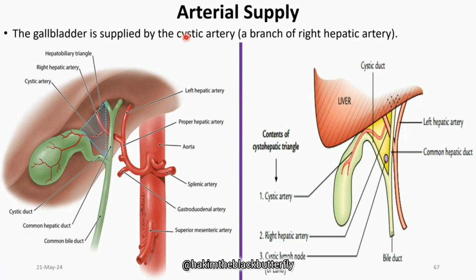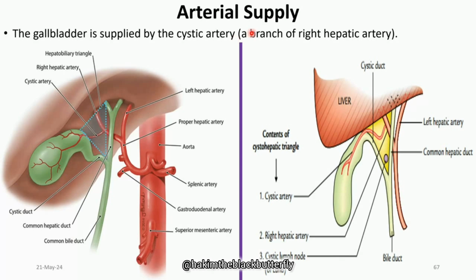Okay, so that's the arterial supply. Of course, there are also cystic veins that are going to drain the gallbladder. It can be one or two, and these will pour into the right portal branch, or the right branch of the portal vein. Okay, so that's the arterial and the venous drainage of the gallbladder.